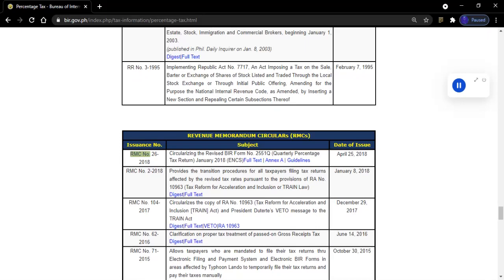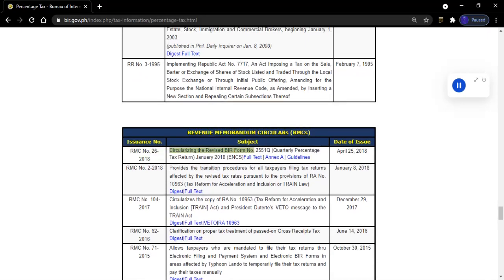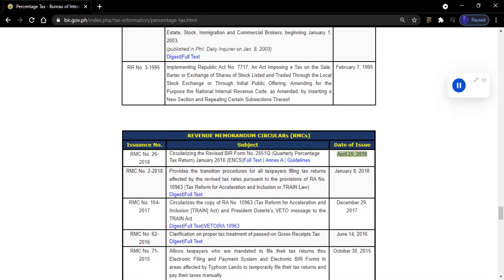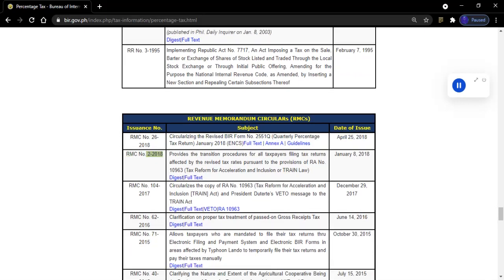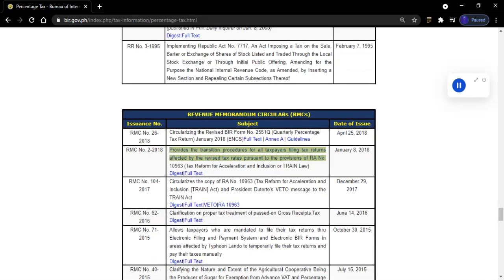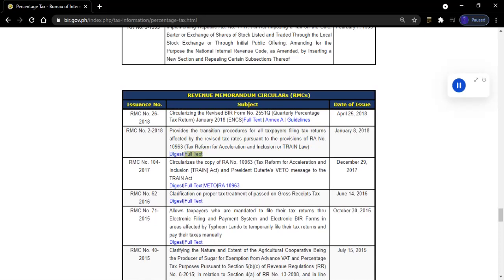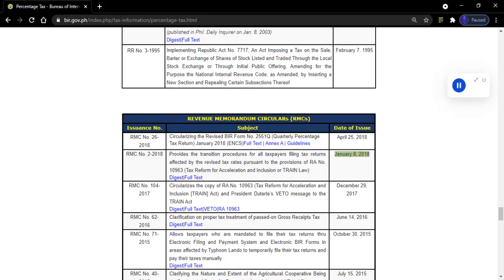RMC No. 26-2018. Circularizing the revised BIR Form No. 2551Q, Quarterly Percentage Tax Return, January 2018, ENCS, full text, annex guidelines. April 25, 2018. RMC No. 2-2018. Provides filing and transmission procedures for all taxpayers filing tax returns affected by the revised tax rates pursuant to the provisions of RA No. 10963, Tax Reform for Acceleration and Inclusion or TRAIN Law. Digest, full text. January 8, 2018.